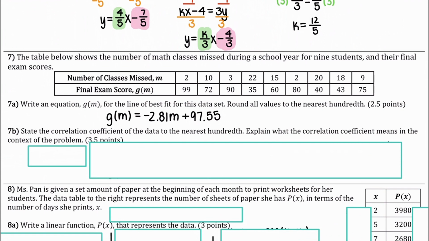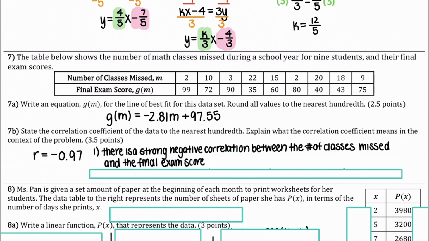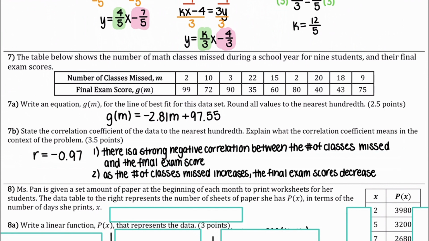It says state the correlation coefficient of the data to the nearest hundredth, or in other words, r is negative 0.97. To explain what it means in the context of the problem, we have two options. We can either say that there is a strong negative correlation between the number of classes missed and the final exam score, or we can say that as the number of classes missed increases, the final exam score decreases.